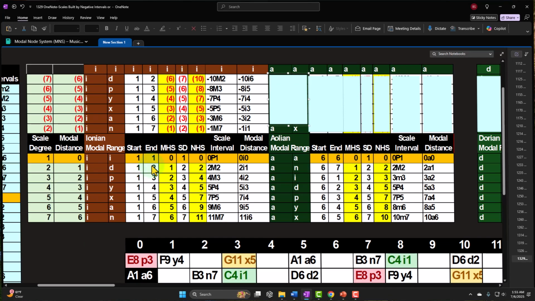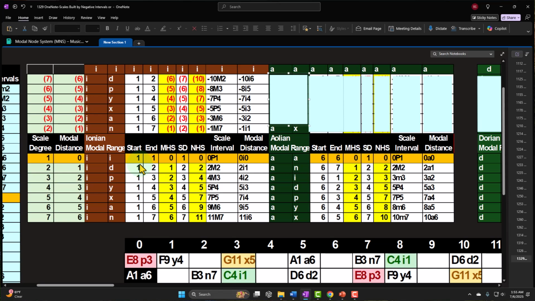So we can see going forward from the Ionian, if we measure around clockwise, we have a 1-1, 1-2, 1-3, 1-4, 1-5, 1-6, 1-7 modal range. Here are going to be our distances. Here are our distances in the normal terminology. Here is our modal distance.